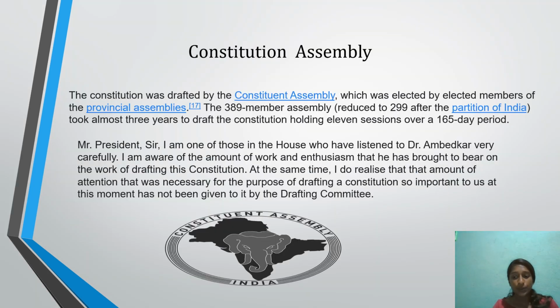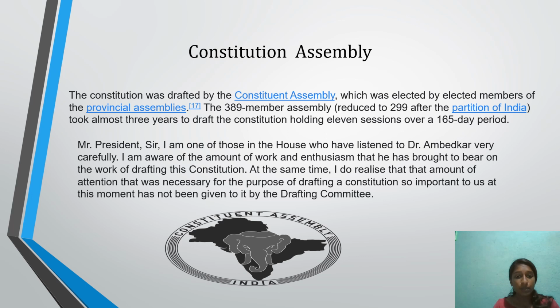Now we'll see the Constituent Assembly. The Constitution was drafted by the Constituent Assembly, which was elected by elected members of the provincial assemblies. The 389 member assembly reduced to 299 after the partition of India. It took almost 3 years to draft the Constitution, holding 11 sessions over a 165-day period.